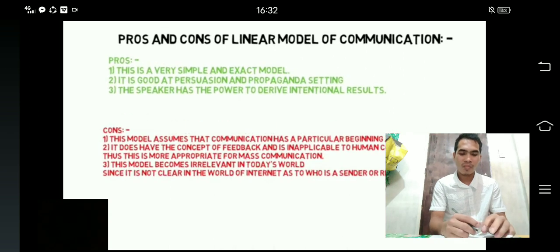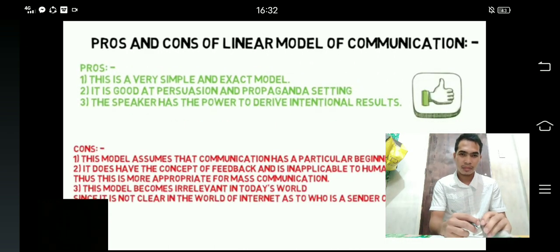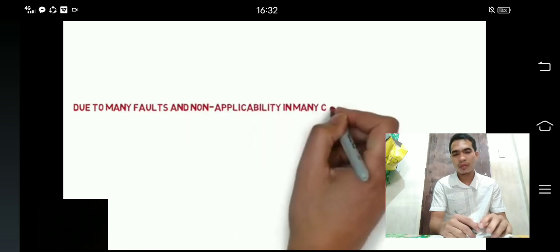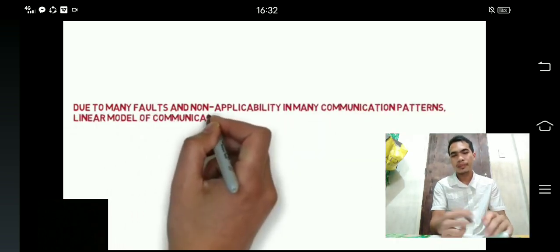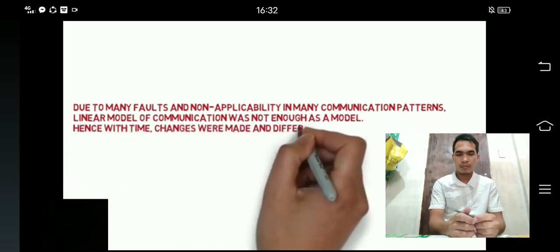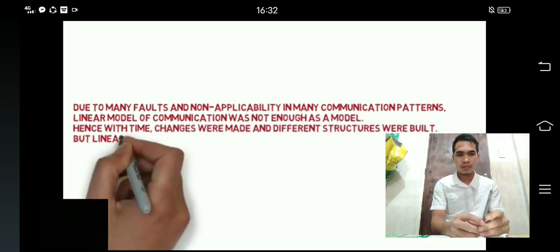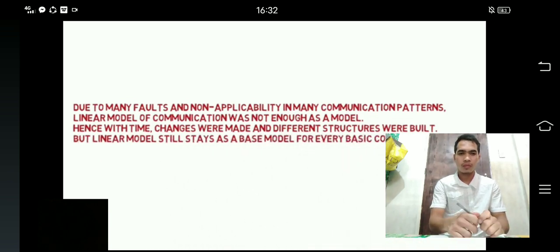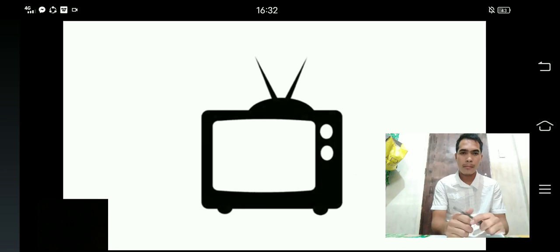World, since it is not clear in the world of internet as to who is the sender or the receiver. Due to many faults and non-applicability in many communication patterns, the linear model of communication was not enough as a model. Hence, with time, changes were made and different structures were built. But the linear model still stays as a base model for every communication form.